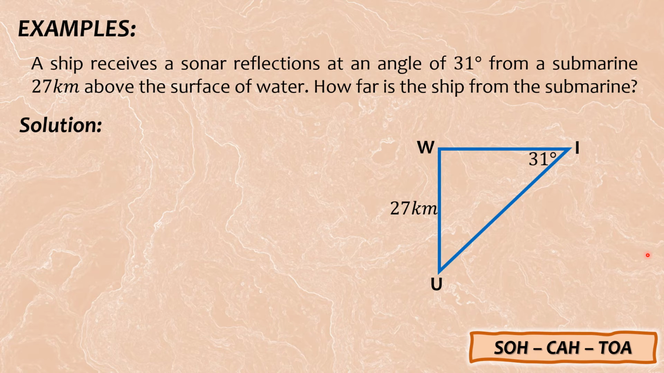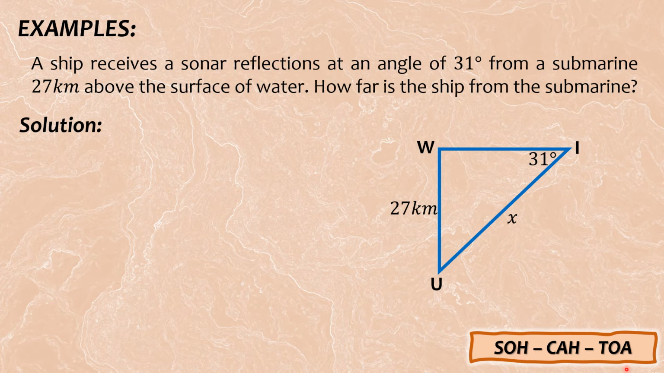So therefore, the question is how far is the ship from the submarine? So what we are looking for is the value of this, since we are looking for the distance from the submarine to the ship. Okay, so we have this given angle which is 31 degrees. And then, the 27 kilometers is its opposite. And this slanted side, or x, is the hypotenuse.